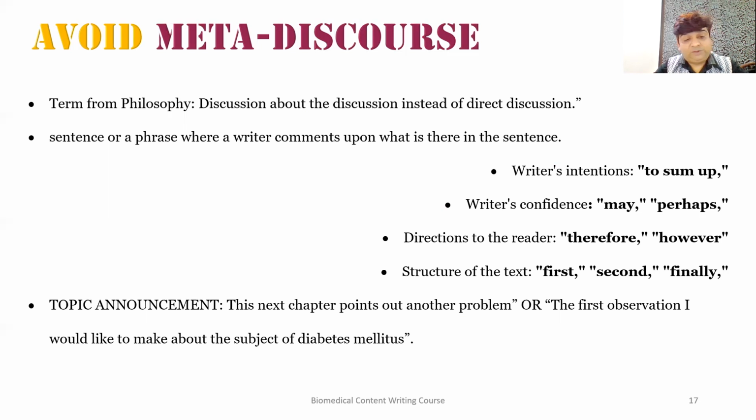Sometimes we do topic announcement, like: this next chapter points out another problem, or the first observation I would like to make about the subject of diabetes mellitus is. No need to say that. Just say: I'll be discussing observations about the subject of diabetes mellitus. There is no need to say the next chapter points out, or my next talk is going to talk about this. When you're talking, it looks fine, but when you write, there is no need to add these words.